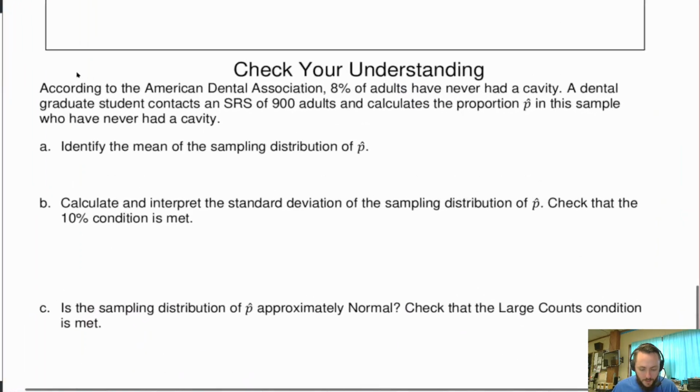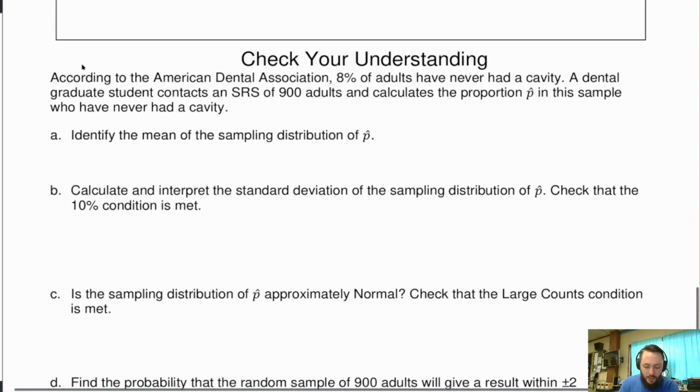According to the American Dental Association, 8% of adults have never had a cavity. A dental graduate student contacts a simple random sample, an SRS, of 900 adults and calculates the proportion, p hat, in this sample who have never had a cavity. Identify the mean of the sampling distribution of p hat. Now, if we remember, the mean of the sampling distribution of p hat is simply equal to the proportion, which in this case is going to be the 8%.